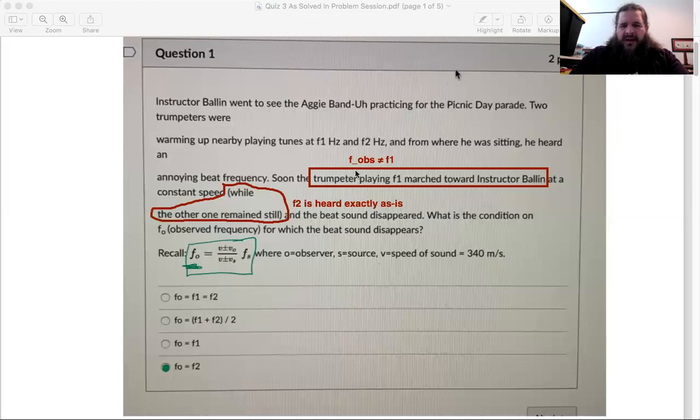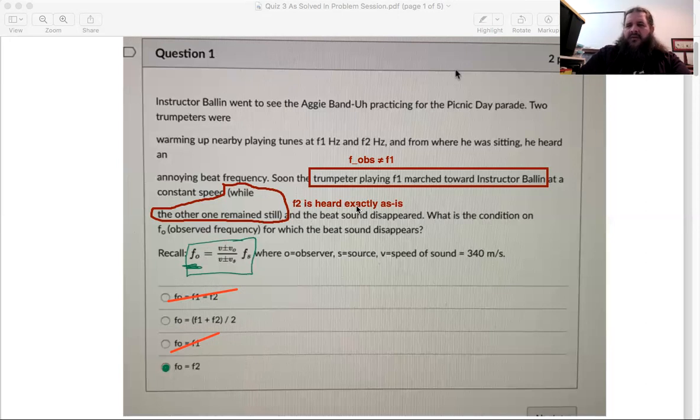I think we can ignore then any options that claim that F observed equals F1 because we know frequency 1 is modified by the Doppler effect. So it looks like the first option claims frequency observed is the same as F1, and so does the third option, so we can ignore those. The second option I think is kind of misleading here because it's claiming that the observed frequency is the average of the frequencies. But the thing is, we know that F2 is not changing. So F2 stays exactly as it is.